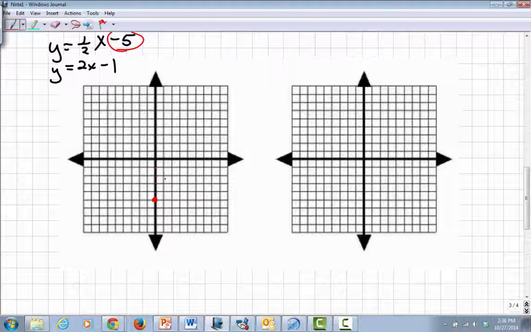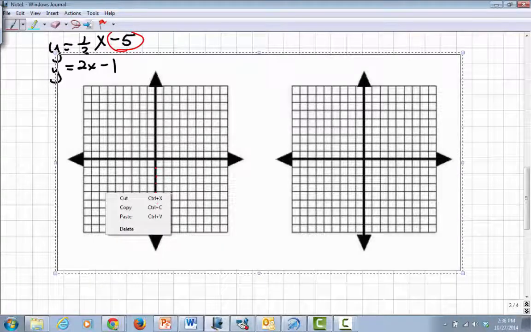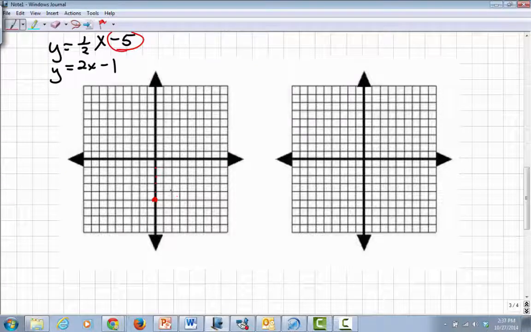Okay, I'm going to use my slope to draw my next point. So my rise is what in my slope in this one? 1, and what's my run? 2. So I'm going to go up 1, over 2. There's my next point. Okay, and I can go from that point again. Up 1, over 2, up 1, over 2, and I can keep going.